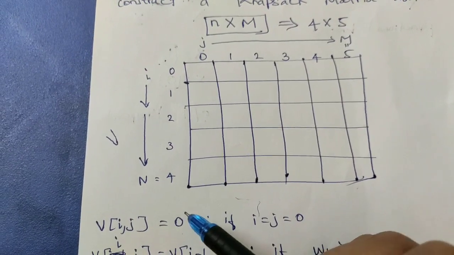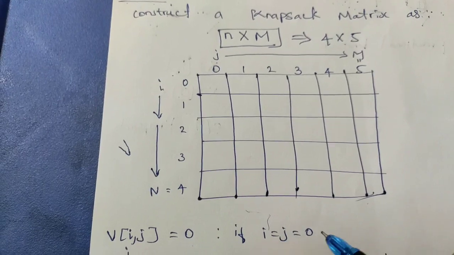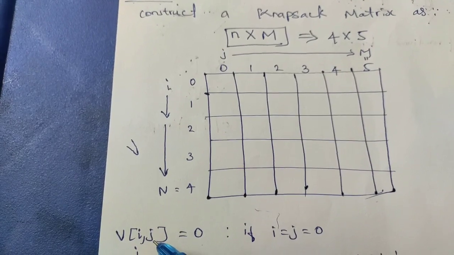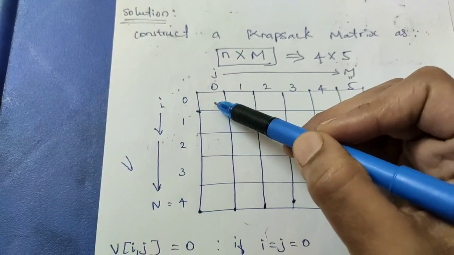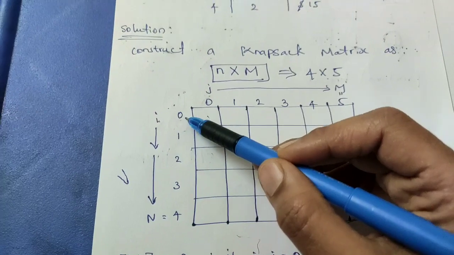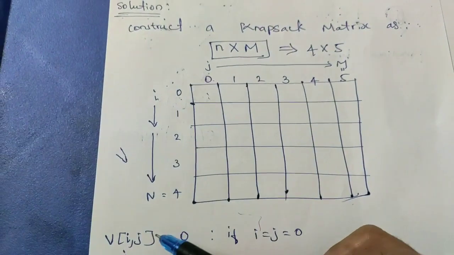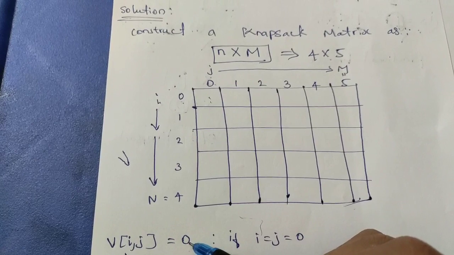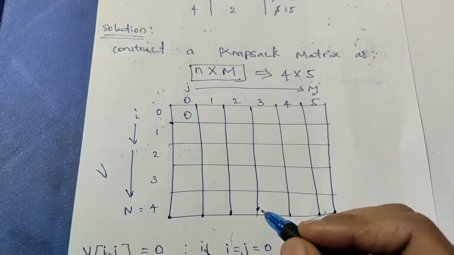Apply the first formula, that is V of I comma j is equal to 0 if I or j is equal to 0. I indicates item, j indicates the current capacity of the knapsack. Now, what is the first location to be filled? This is the first location, V of 0 comma 0. I value is 0, j value is also 0. If I value is 0 or j value is 0, it should be initialized with 0. So I'm just going to initialize this location with 0.